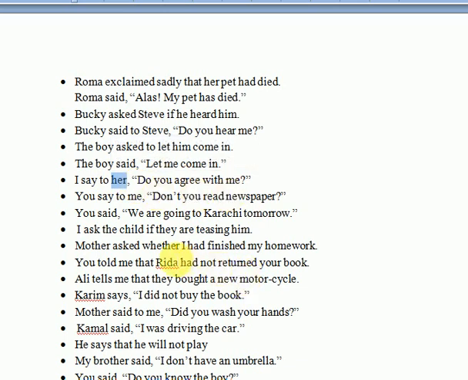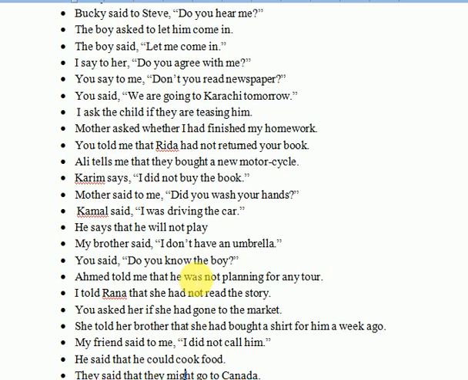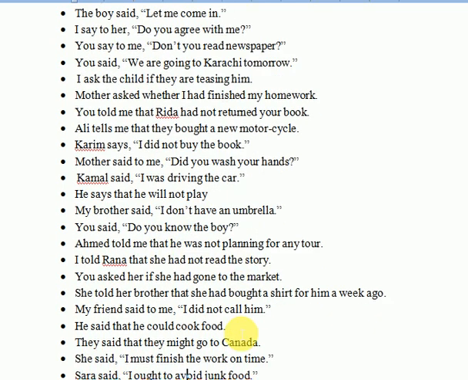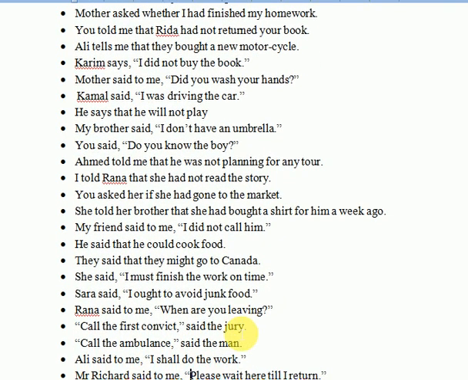And next I see if there is anything which. My mother said I don't have an umbrella. This is easy. My brother said that he did not have an umbrella. Do you know the boy? Okay, let's move over here and see. She said I must finish the work on time. She said that she had to finish the work on time.